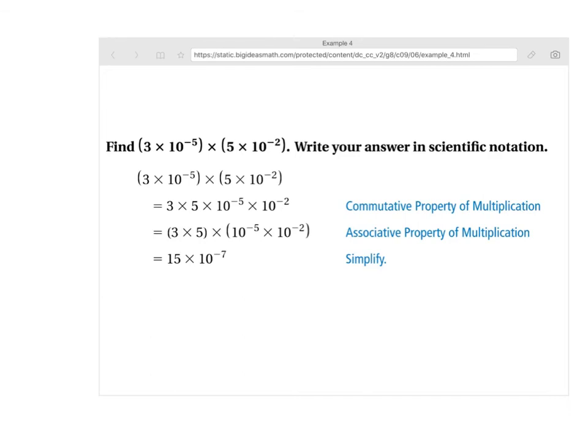Okay? Now the next thing we need to do is that 15 has too many numbers, right? We're only supposed to have one number to the left of the decimal.